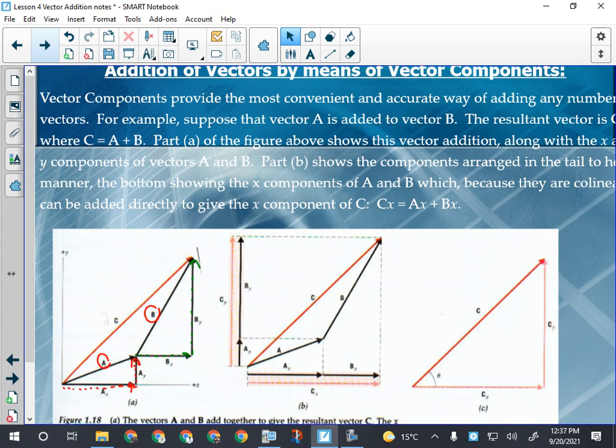If I take the y component of A and add it to the y component of B, I would get this, how far up in total we went. And if I take the x component of A, this one here, and add it to the x component of B, I would get this line, which is how far over I went in total. Then again, I would have the two sides of the triangle, and I'd be able to find out the magnitude of the hypotenuse and the angle of the hypotenuse. That's what we're looking at.